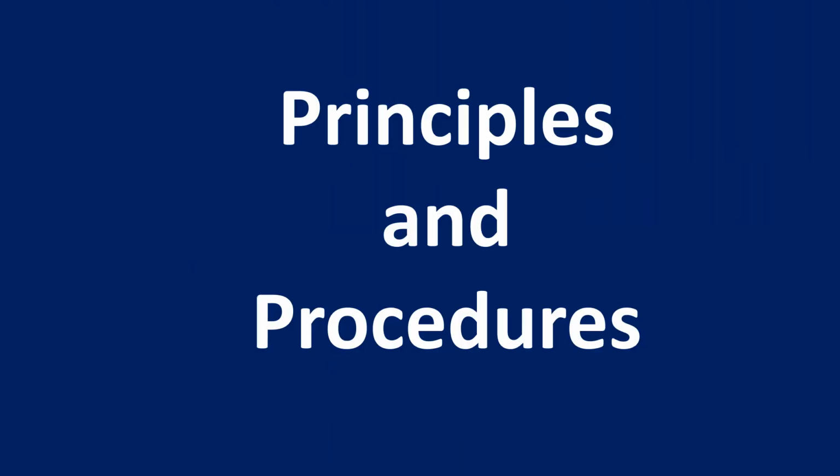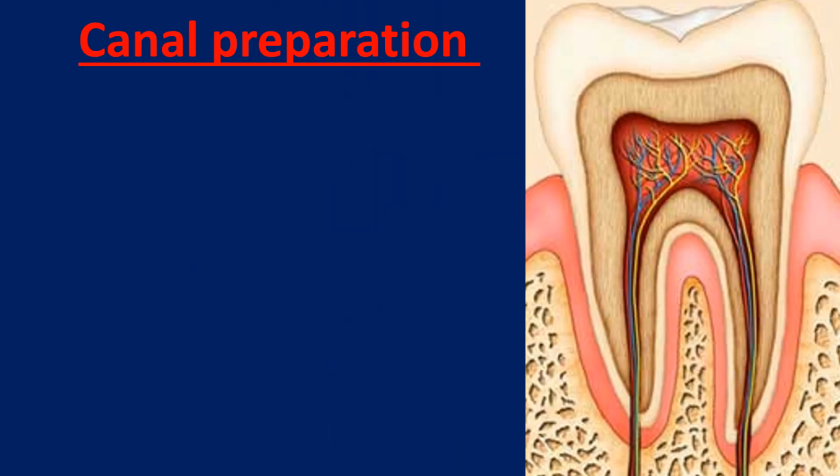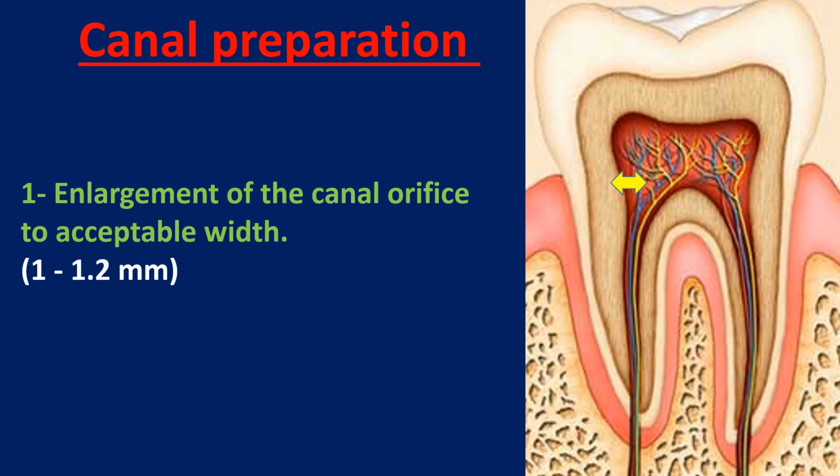So what do we do? Principles and procedures. First of all, we have to have a good access to the apical region. Therefore, we have to enlarge the canal orifice to an acceptable width. Previously, we used to have rotary instruments that have a width in the orifice region of 1.2 millimeter. Nowadays, we are more conservative, 1 and even less width.